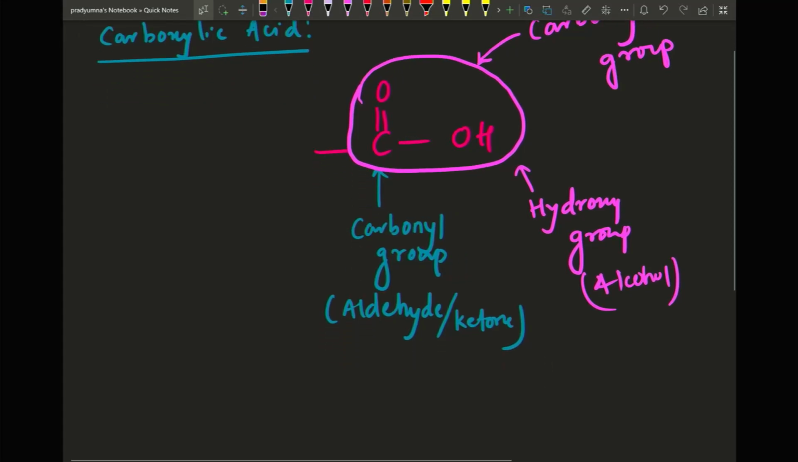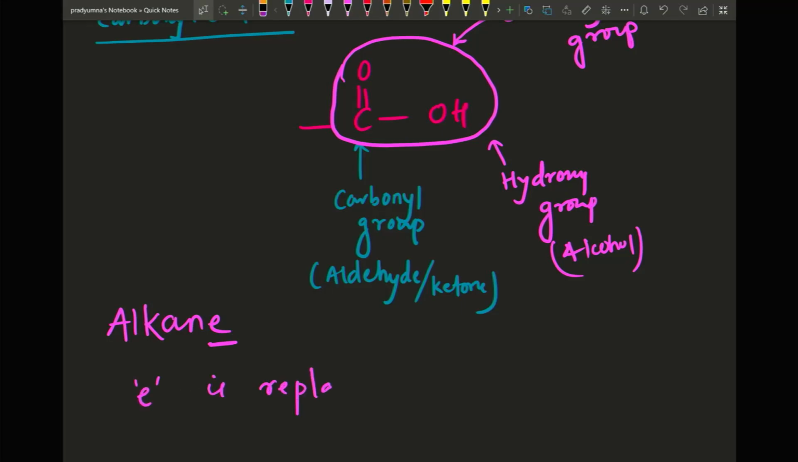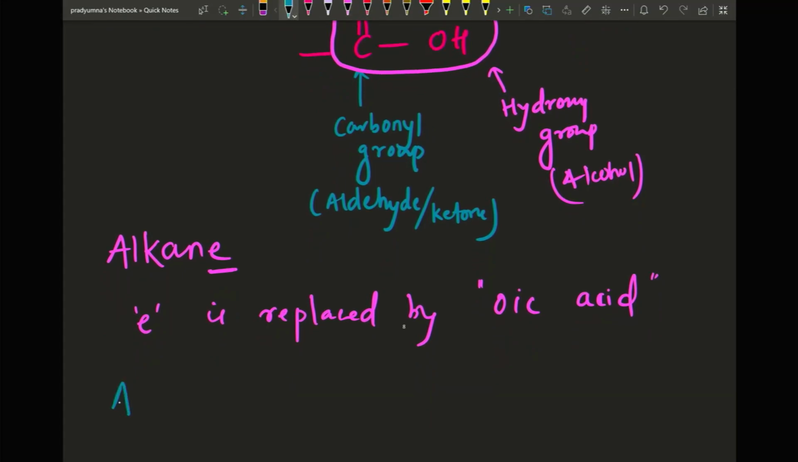So the naming is pretty straightforward. If we have an alkane, the E is replaced by oic acid. So in summary, we can write this like: alkane, replace the E with oic acid. So it's called alkanoic acid, right?